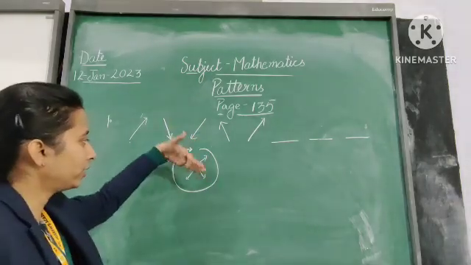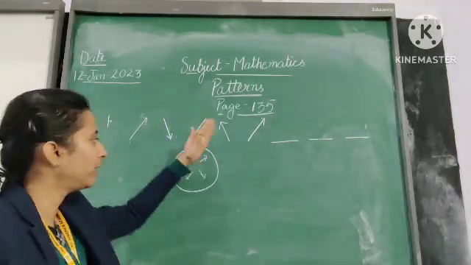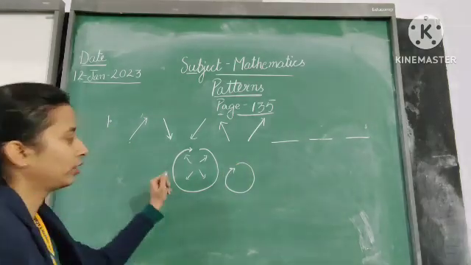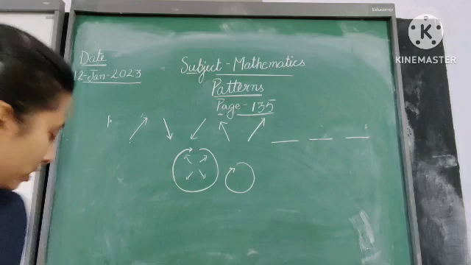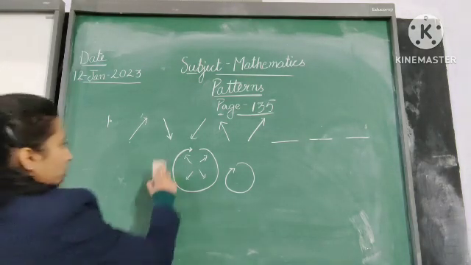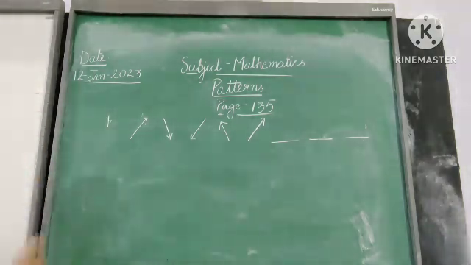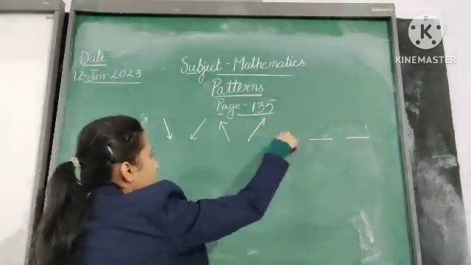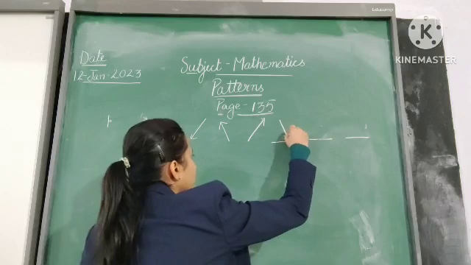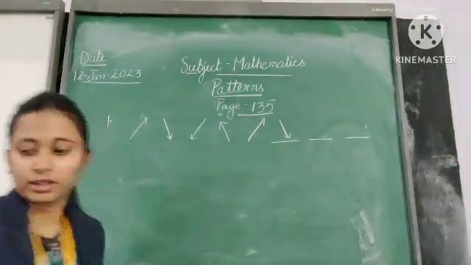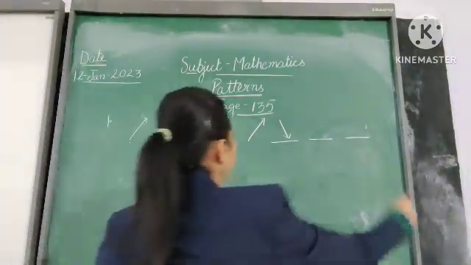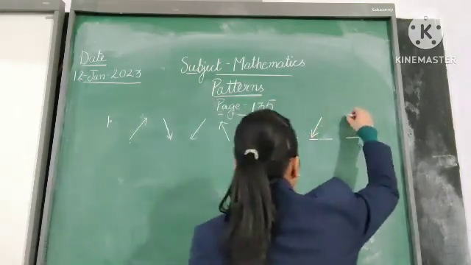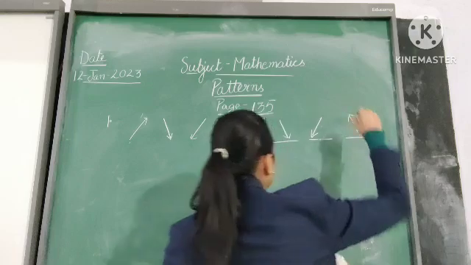Doesn't a clock move like this? The arms of a clock move in this position, and this is how our arrow is moving. So this is known as the clockwise movement. And if we follow this pattern, this arrow will now move to this position. Then again it will come to this position, and for the third blank it will come back to this position.